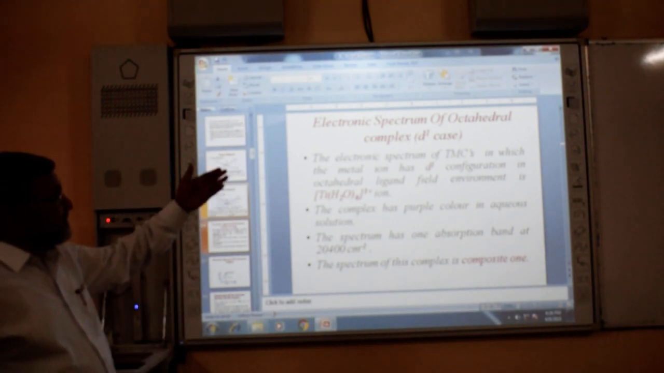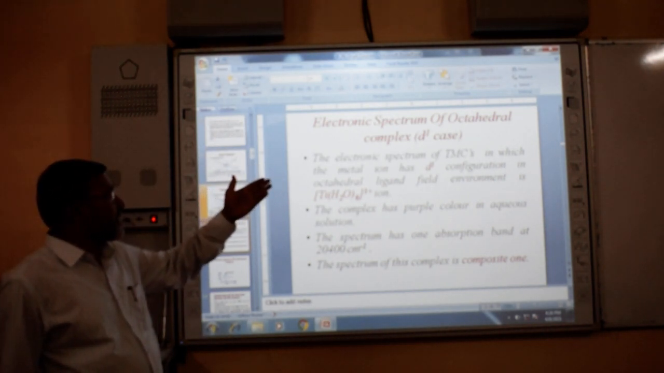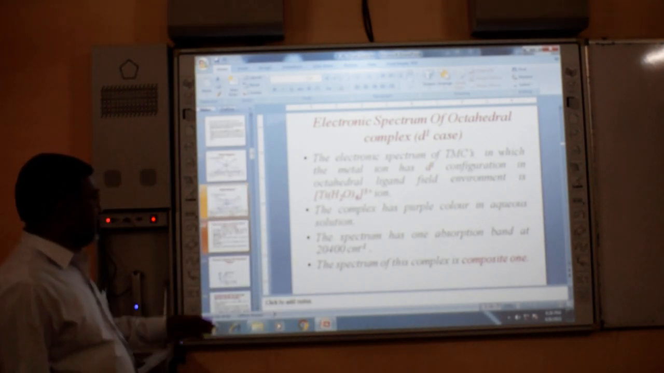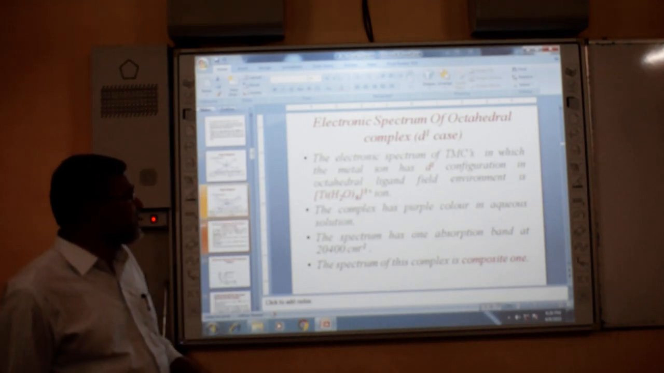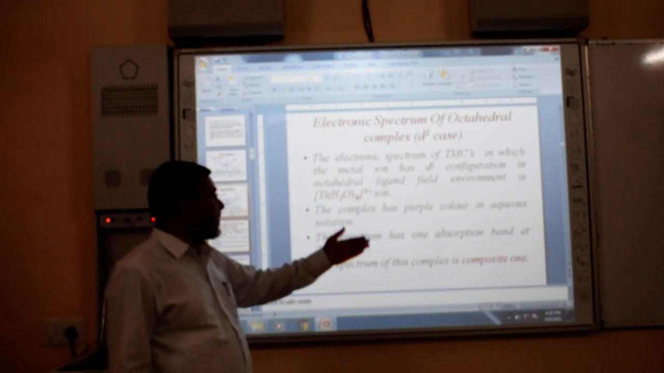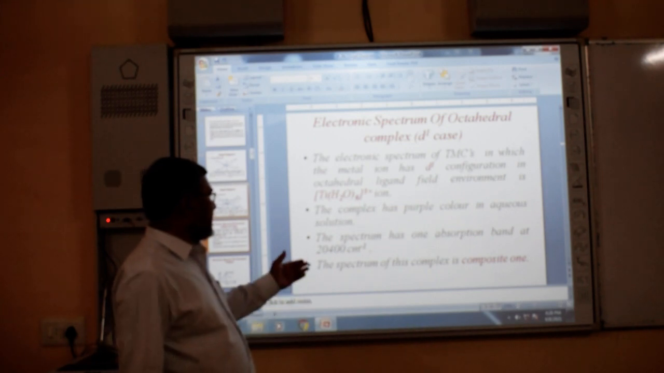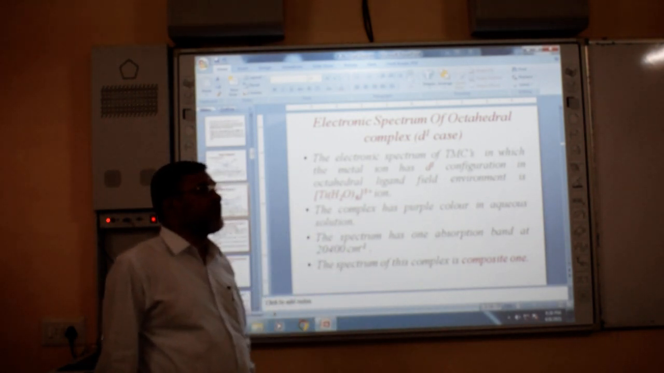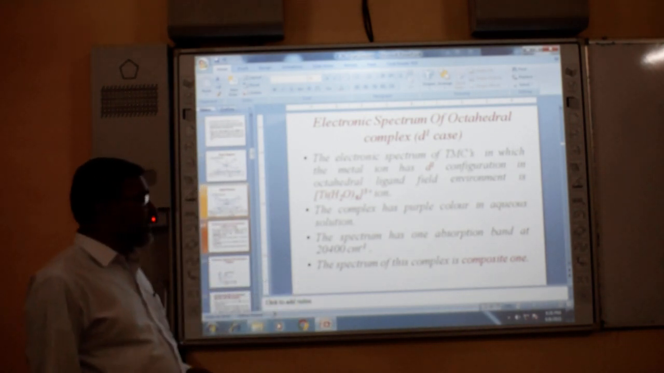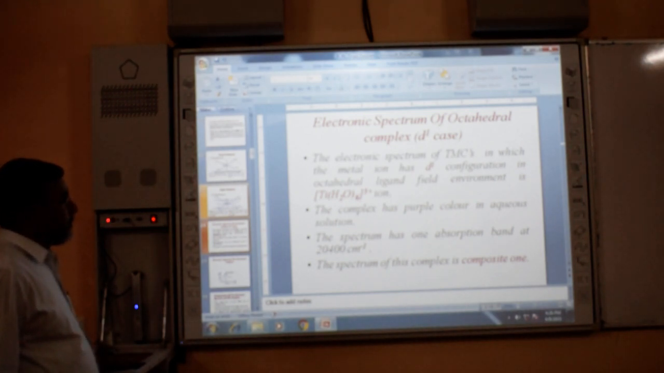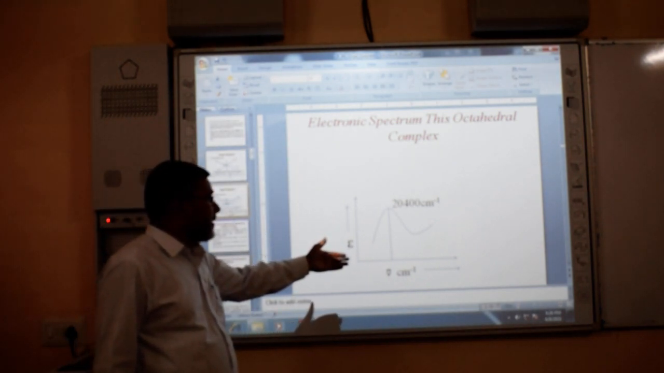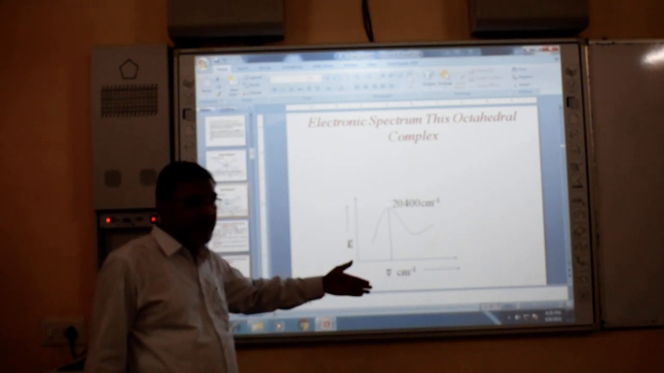Now we have to go to a case study: the electronic spectrum of an octahedral complex in which the metal ion has d1 electronic configuration. A representative example for such cases is hexaaqua titanium(III) ion. This complex has purple color in aqueous solution. The spectrum has only one absorption band at this wave number. The spectrum of this complex looks like a composite one. Why composite? We'll discuss later on. This is the electronic spectrum of the hexaaqua titanium(III) ion.